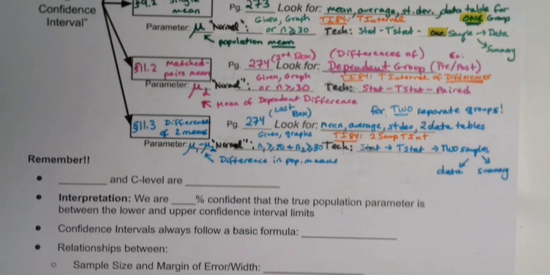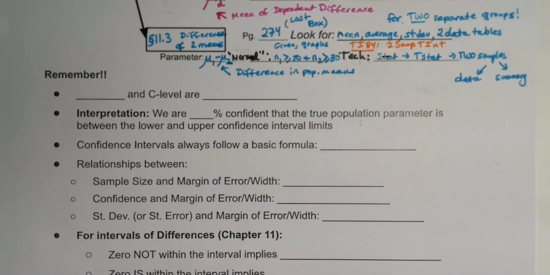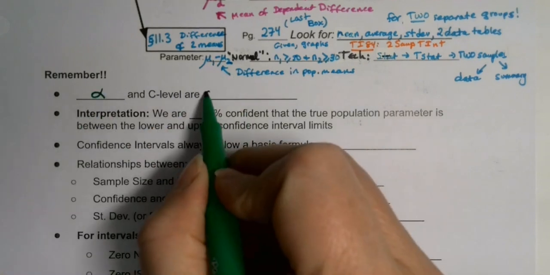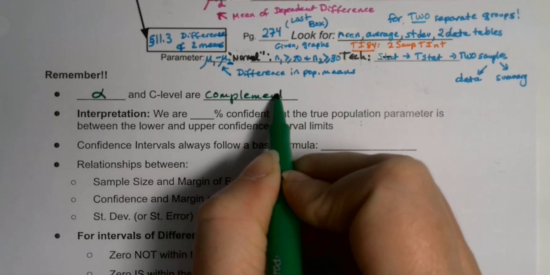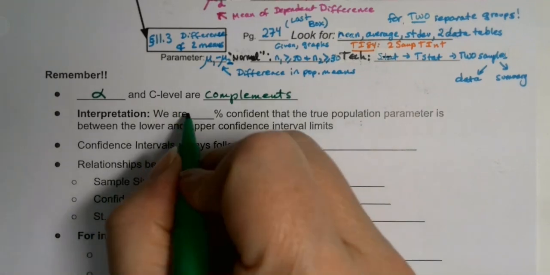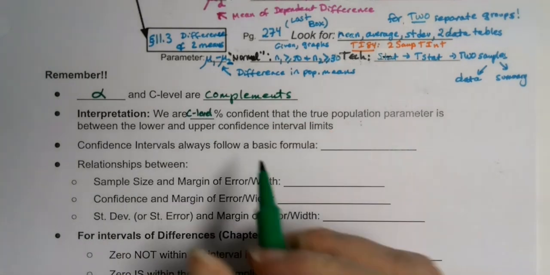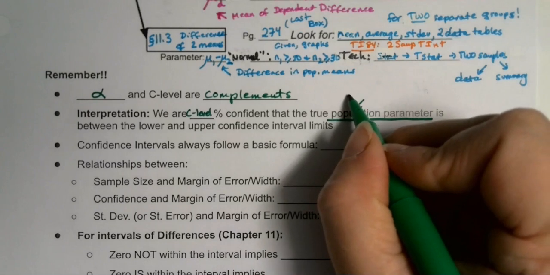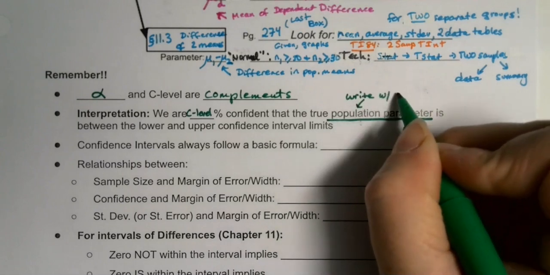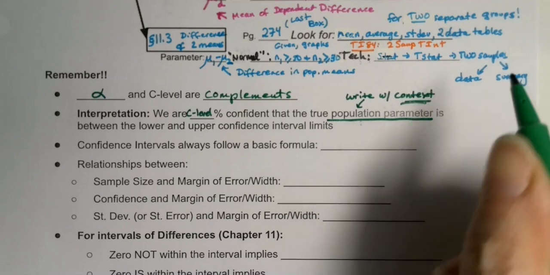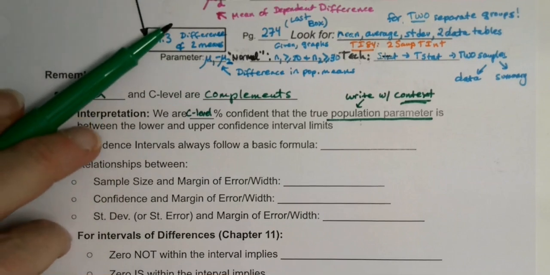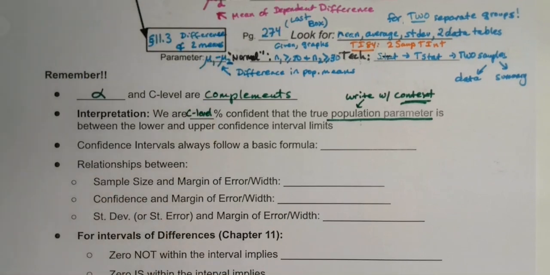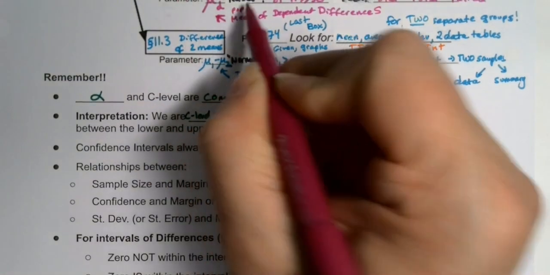Okay, so then there are some things that we learned in chapter 9 that we still have to keep track of for now. Okay, 1, the alpha and the C level are complements of each other, right? Meaning they add up to 1. The interpretation piece, we are still the C level percent confident that the true population parameter, and you'd still have to talk about this using context. So you'd still have to write with context about what you're talking about. And if you're thinking about what parameter is it, well, it depends. That's what I was talking about up here, right? With the difference in population means and the mean of the dependent differences and so on. Technically, this is the population mean, I should say. Population mean of dependent differences.